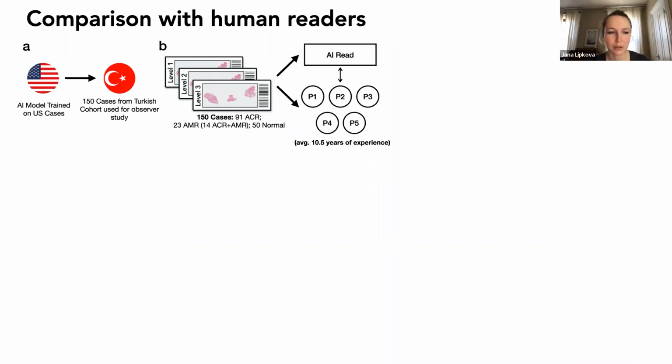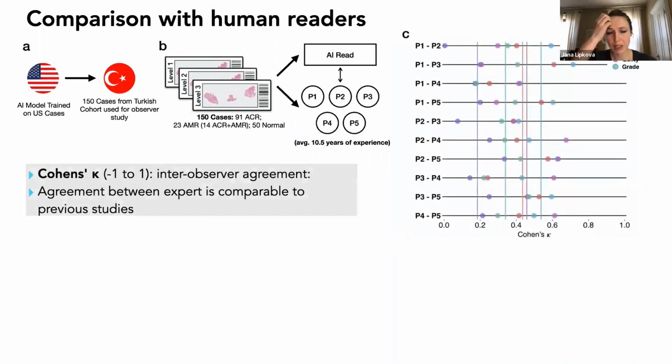Rather than computing accuracy, we looked at the Cohen kappa, which allows you to compute inter-observer agreement, also accounting for chance. So basically, if kappa is 1, it's going to be perfect agreement. If kappa is 0, it means agreement by chance, and if kappa is negative, it means there is no agreement. And in the first step, we computed agreement between all our 5 pathologists.